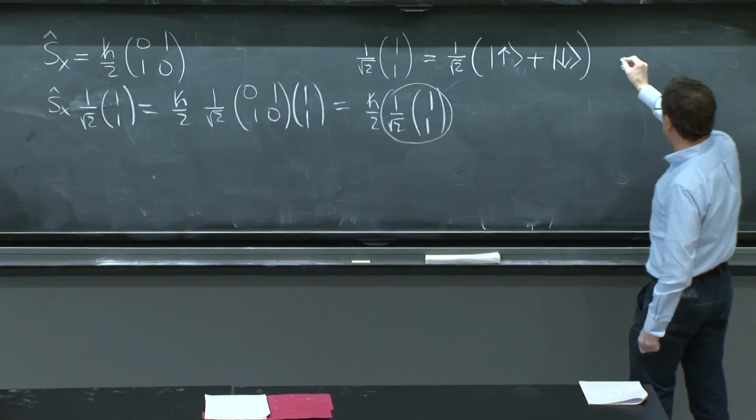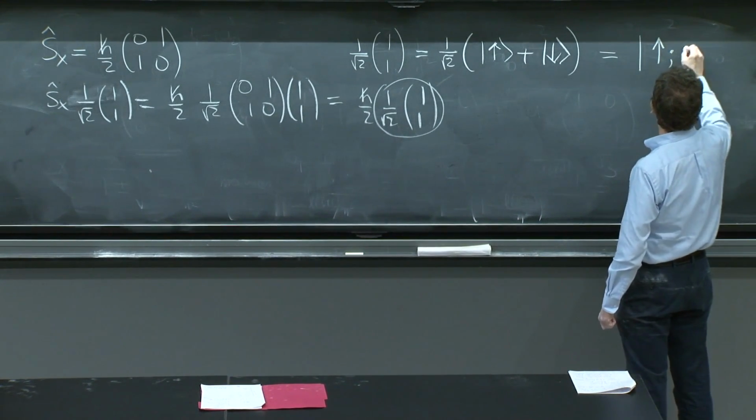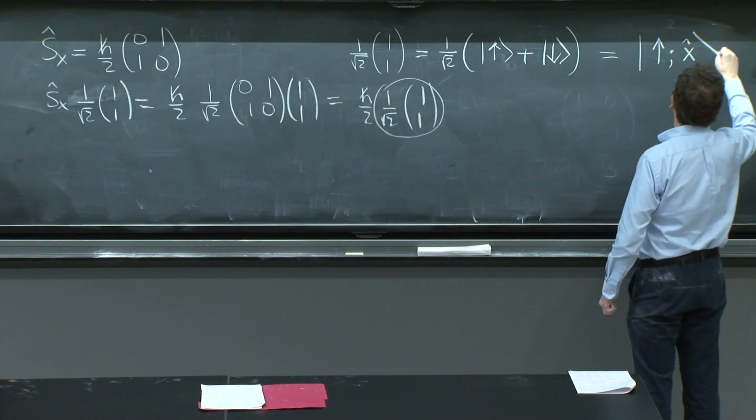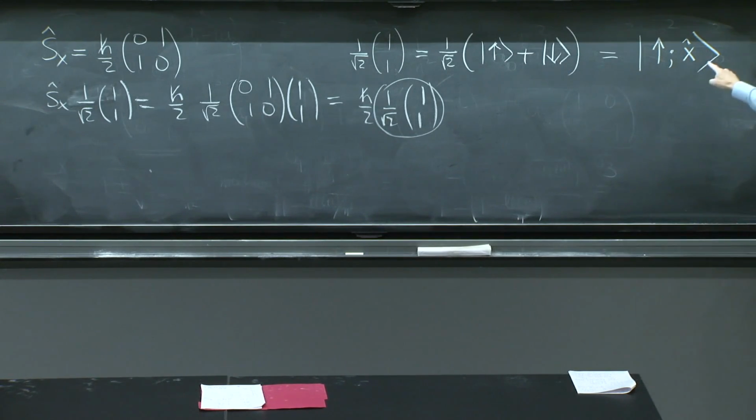So this is actually a spin that points up, but in the x direction. Whenever we don't put anything, we're talking about z. But this is the spin up in the x direction, and it appeared as a sum of a spin up and spin down in the z direction.